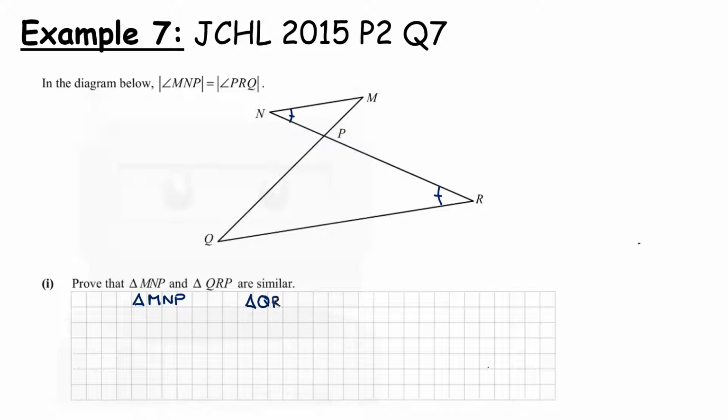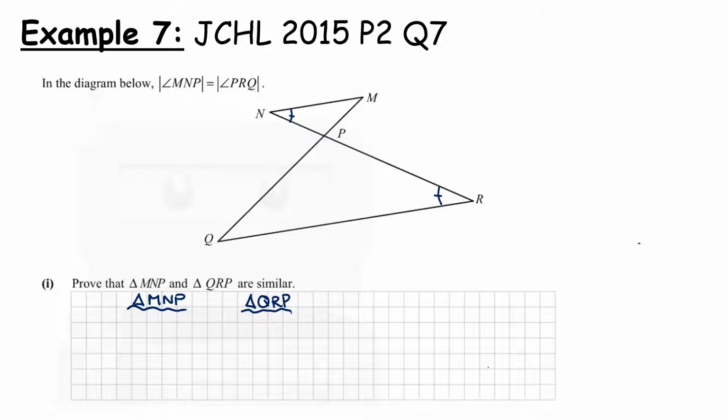I really do suggest that you do this, because often we see students repeat the same thing but backwards, and because they've repeated it backwards they don't realize they've repeated it. So at least this keeps it straight. Anything to do with triangle MNP we put on the left, anything to do with QRP we put on the right.